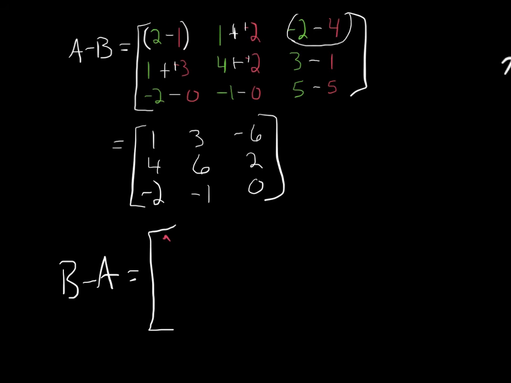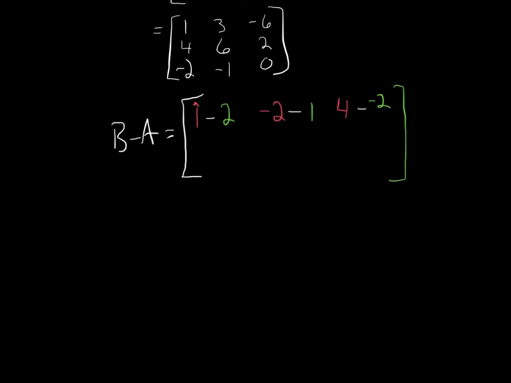So it would be 1, there we go, 1 minus 2, and then negative 2 minus 1, and then 4 minus a negative 2. Now I'm not going to finish the rest of this matrix because this should be enough to get the point. But if I were to solve this now, let's see what the first row would be. 1 minus 2 is negative 1, negative 2 minus 1 is negative 3, and 4 minus a negative 2, well that'd be plus 2, so that'd be 6.